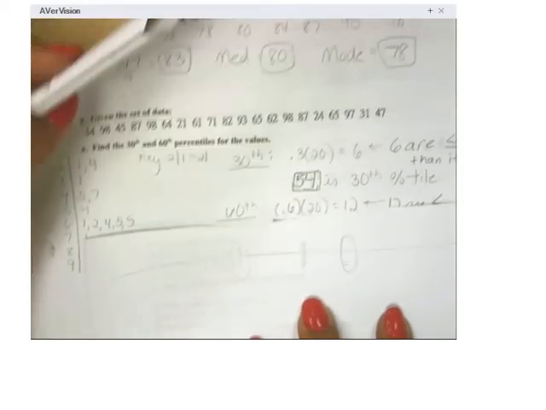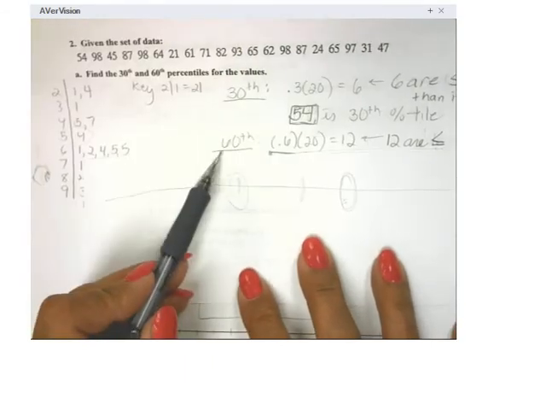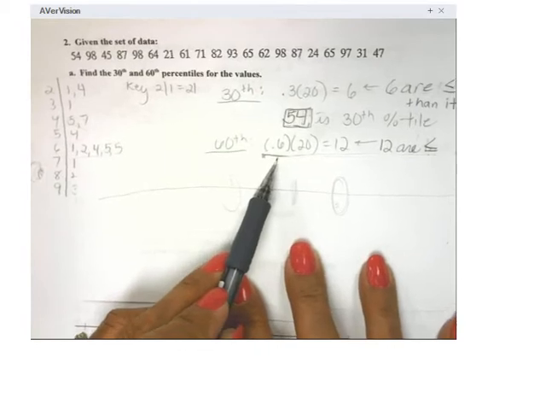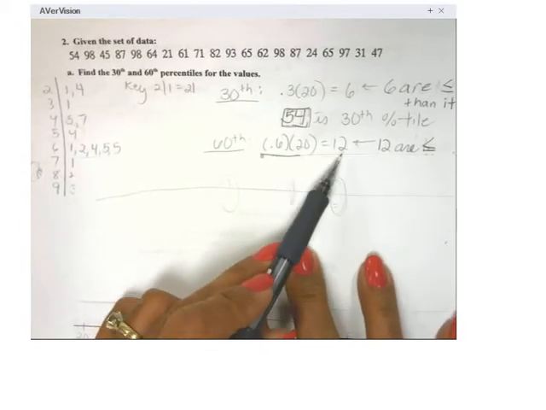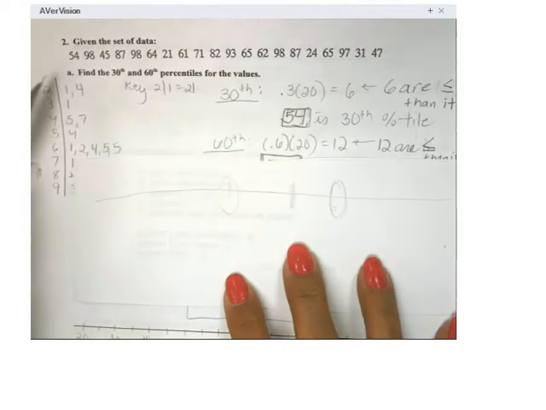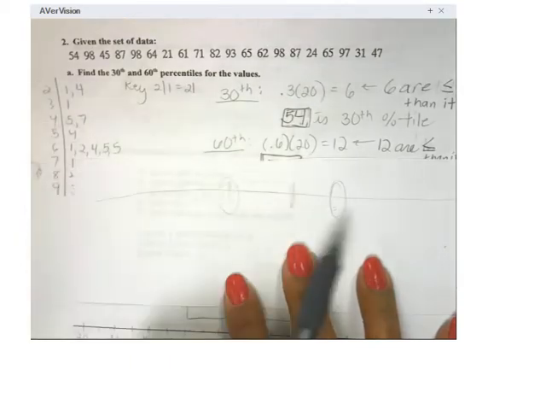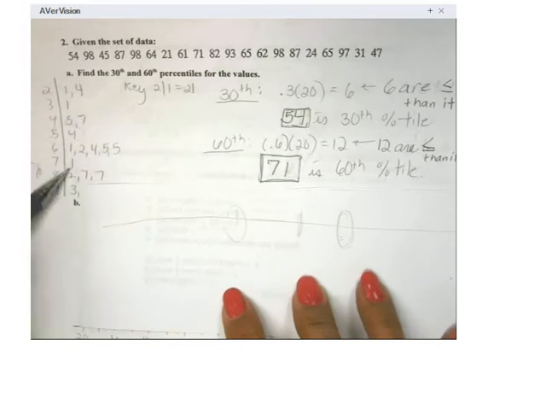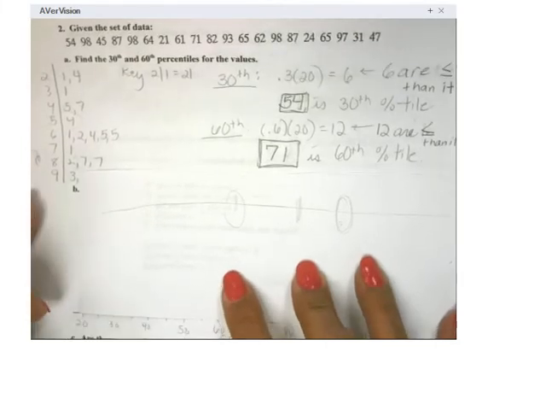Now likewise, if I want to find the 60th percentile, I have 20 numbers in my list. I want to go 60% of the way through the list. So I want to go to the 12th number in the list. And so I counted and I figured out where that value was. And I found out that this 71 has the position of having 60% of the scores less than or equal to that value.